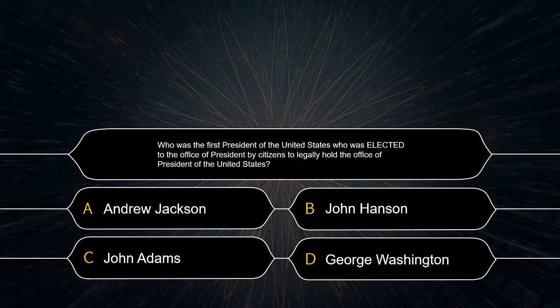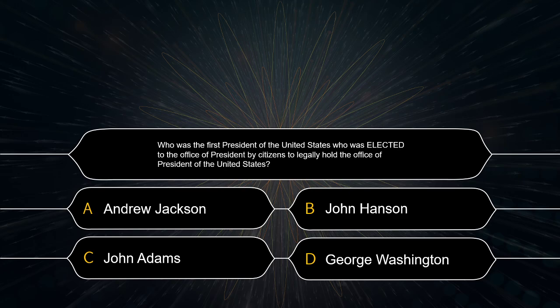Not the first 14, but who was the first person after those 14 people to have the duties of president of the United States? Was it A, Andrew Jackson, B, John Hanson, C, John Adams, or D, George Washington? And I'll give you a hint, everybody. This person is on currency.